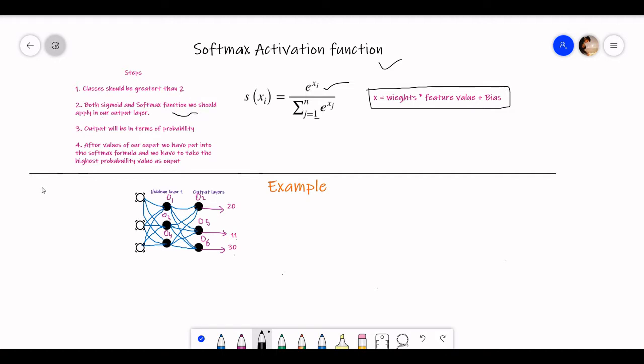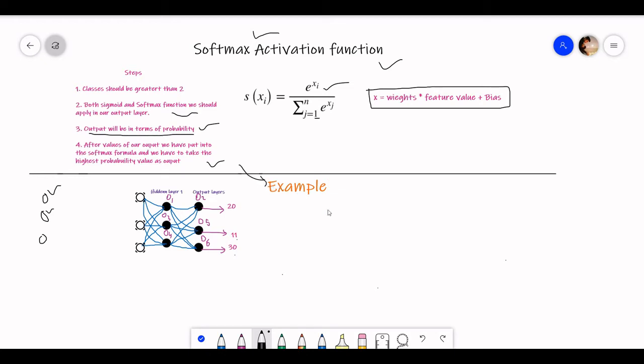So we already know that if our problem is binary classification, then we have to apply sigmoid activation function in our output layer. But if we have more than two classes, in that case we have to apply our softmax activation function in the output layer. The output will be in terms of probability. After getting the values of our output, we have to put them into the softmax formula and we have to take the highest probability value as output. So this I have to explain by an example.